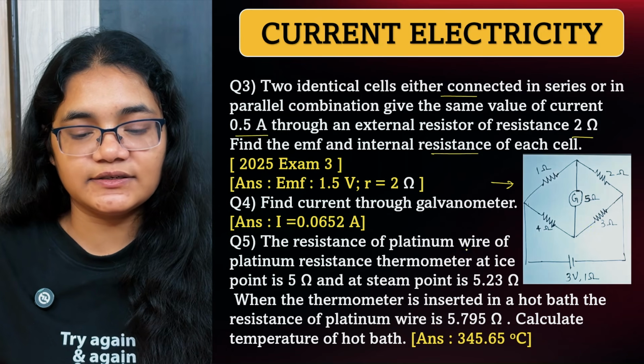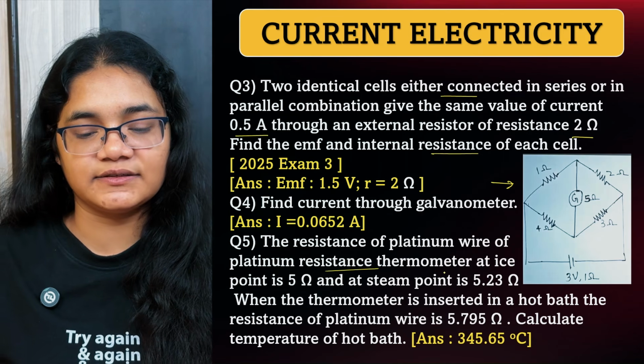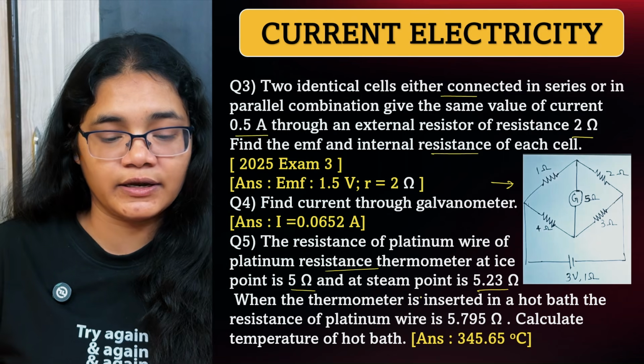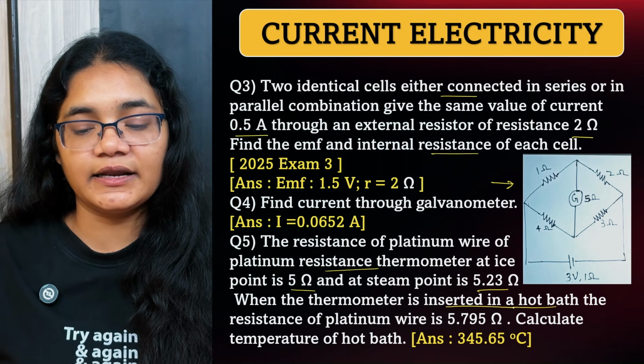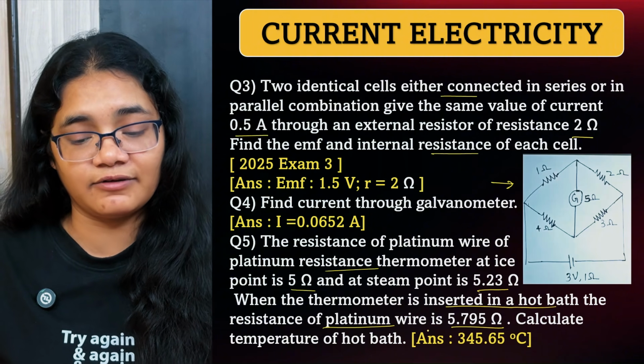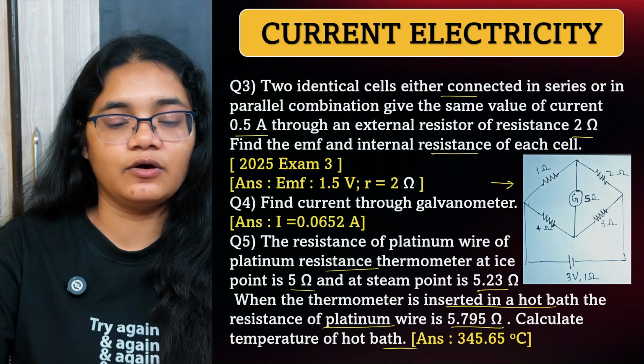Now next one, the resistance of the platinum wire of a platinum resistance thermometer at ice point is 5 ohm and at steam point is 5.23 ohm. When the thermometer is inserted in a hot bath, the resistance of the platinum wire is 5.795 ohm. Calculate the temperature of the hot bath.